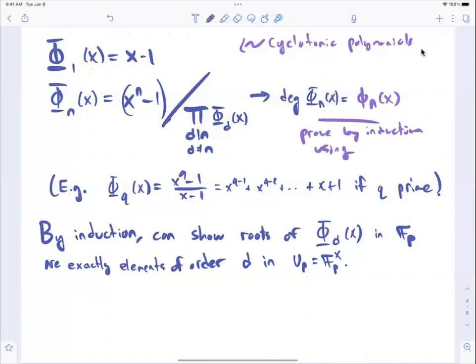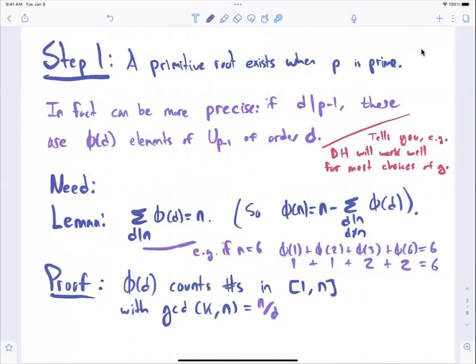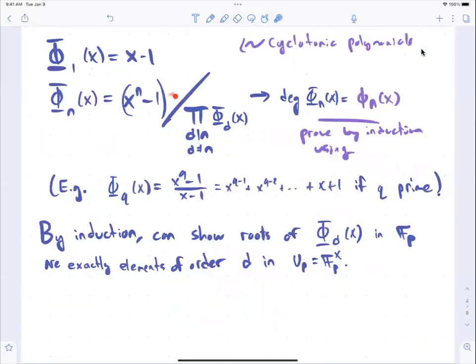using this lemma right here, in particular this formula for phi of n. This is saying phi of n is n minus the sum over all the proper divisors d of n of little phi of d. Somehow you're taking the n up here and subtracting all the things in the denominator, which you already know their degrees agree with phi of little d by the induction. So that's how this induction works.